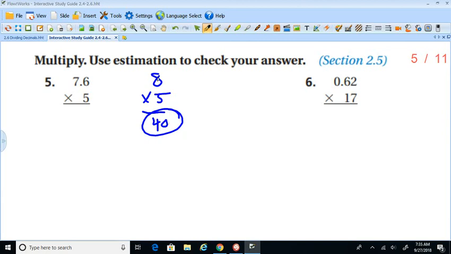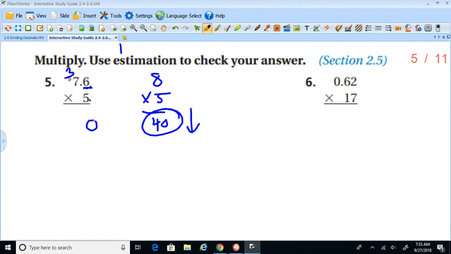That being said, we can now count the magic numbers. The digits to the right of the decimal, we have 1. So the magic number for this problem is 1. And now we treat it like whole numbers and just multiply. 5 times 6 is 30, carry the 3. 5 times 7 is 35, plus 3 is 38. So we have an answer right now of 380.